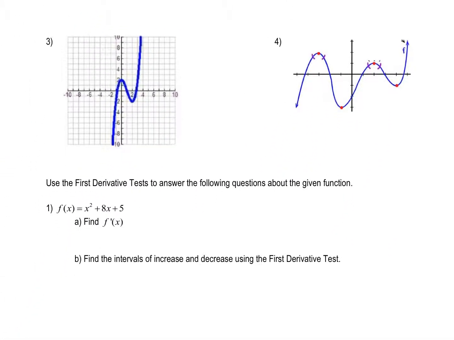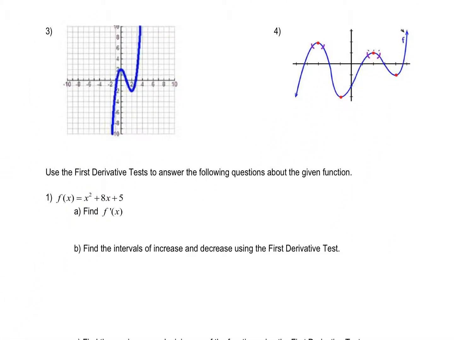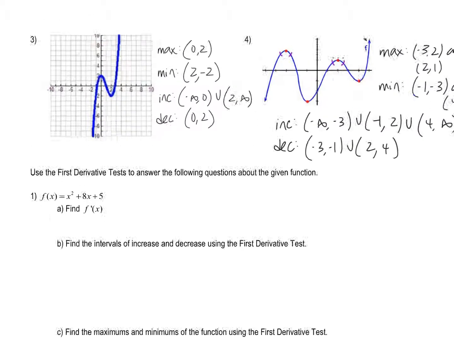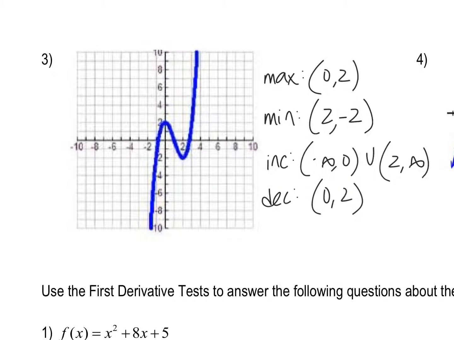Pause the video, try number 3 and number 4. I will fill them out, and then we'll come back. So here's what I got for this, you guys. I'll zoom in on this first one. It appears as though I have a maximum right here. That ordered pair is (0, 2). I have a minimum right here. That ordered pair is (2, -2).